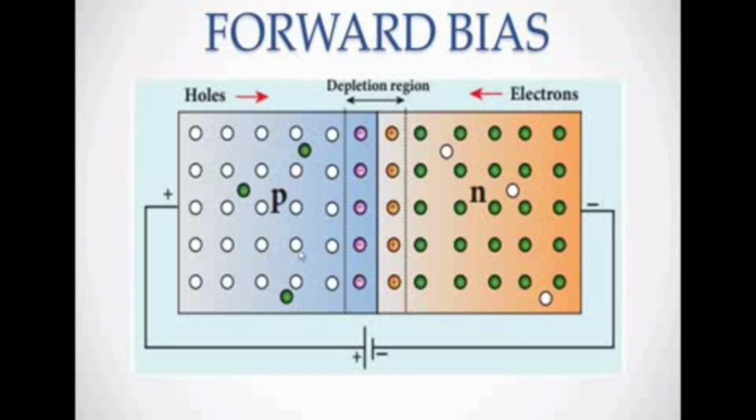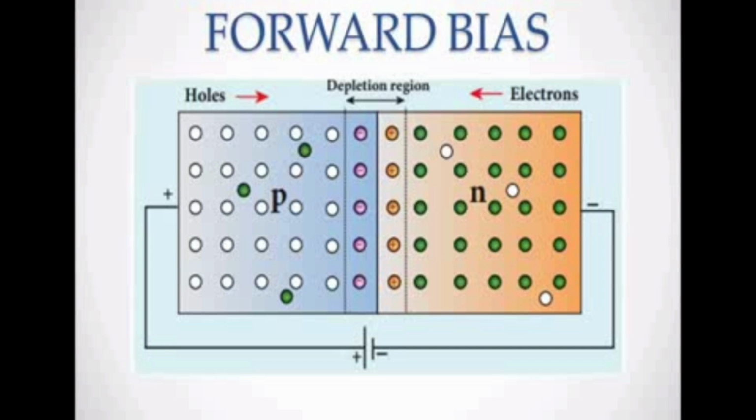So here, it is a forward bias. You know that P-type semiconductor contains a large number of holes, that means positive charge. N-type semiconductor contains a large number of electrons. So the N-type semiconductor is connected to the negative terminal, and the P-type semiconductor is connected to the positive terminal. Positive to positive and negative to negative. So it's called forward biasing.